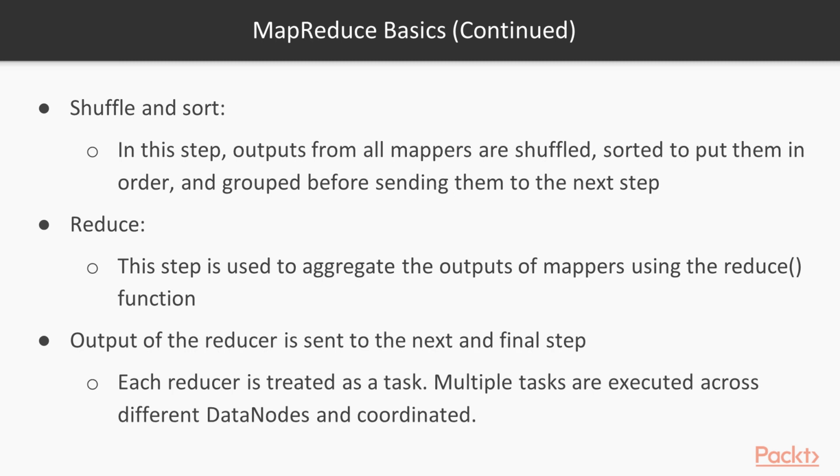In this step, the output of all the mappers is shuffled, sorted to put them in order, and grouped before sending it to the next step. And then we have the reduce step, which is used to aggregate the output of different mappers using a function called reduce, and the output of every reducer is sent to the next and final step.